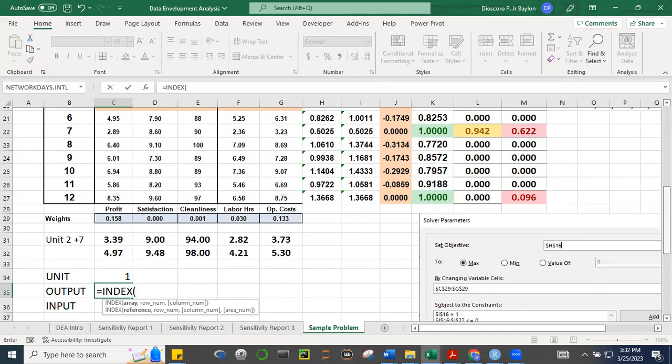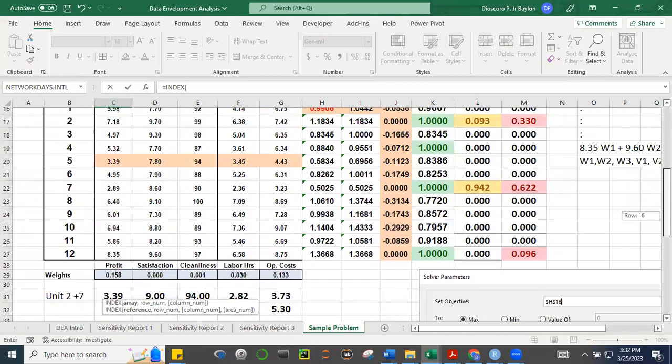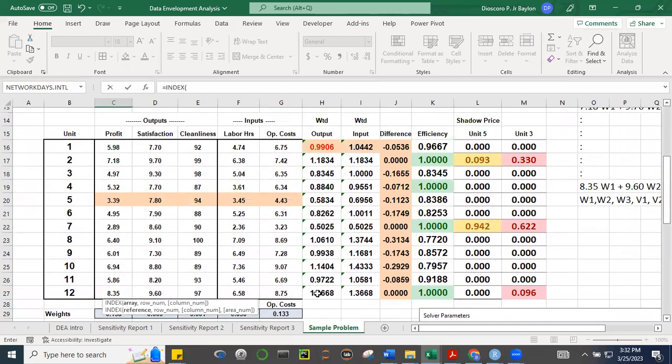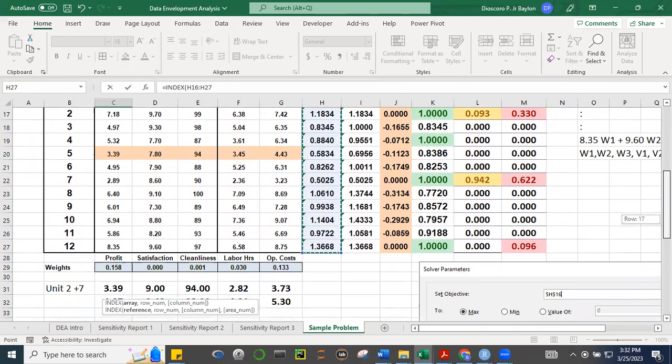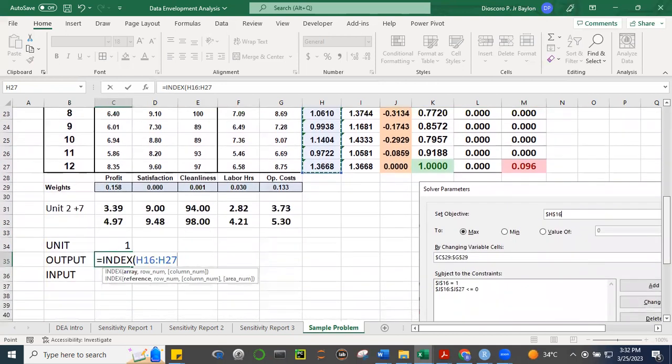Saan natin hahanapin? Where are we going to look for the weighted output? It's here, right? We're going to look for our weighted output there. Okay? And then, what's required? Unit. Yes. Okay, comma. All right. What row number? We highlighted this column, so we're asking Excel to look for this particular row.